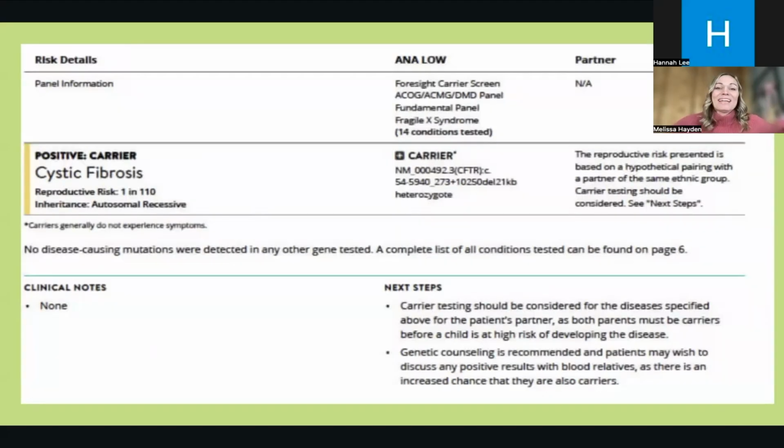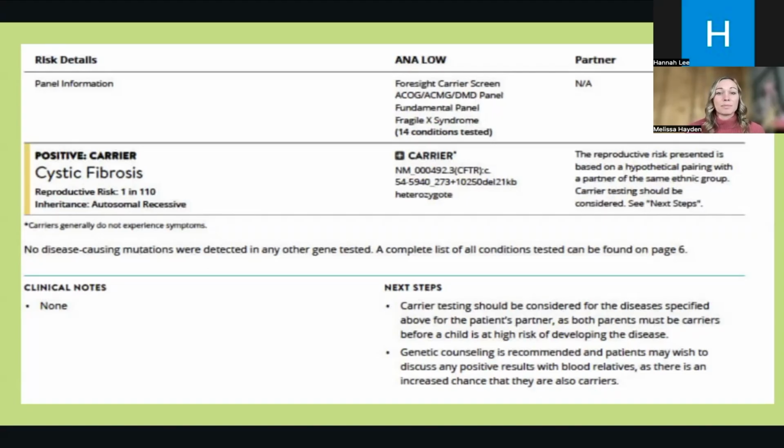This is a carrier screen that tests for variants in certain conditions that require 2 genetic changes to be present for the condition to occur. These are called recessive conditions, and we discussed them in more detail in our inheritance video previously mentioned. In the case of this variant interpretation, we can see that 14 conditions were tested for, and these were a positive result, meaning a pathogenic variant was found in the gene associated with cystic fibrosis.